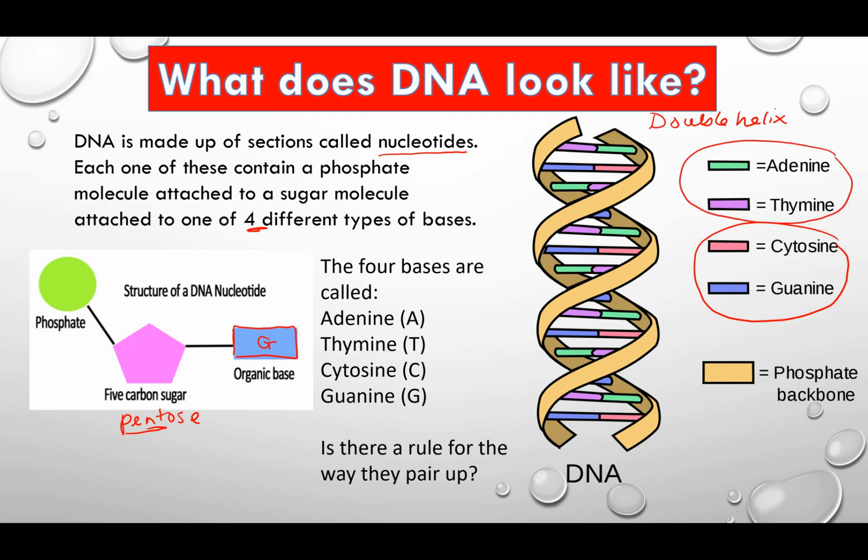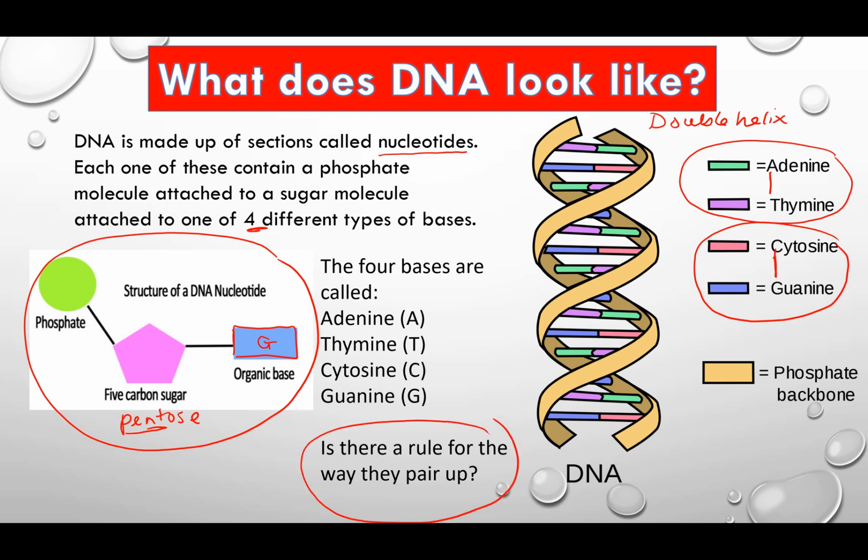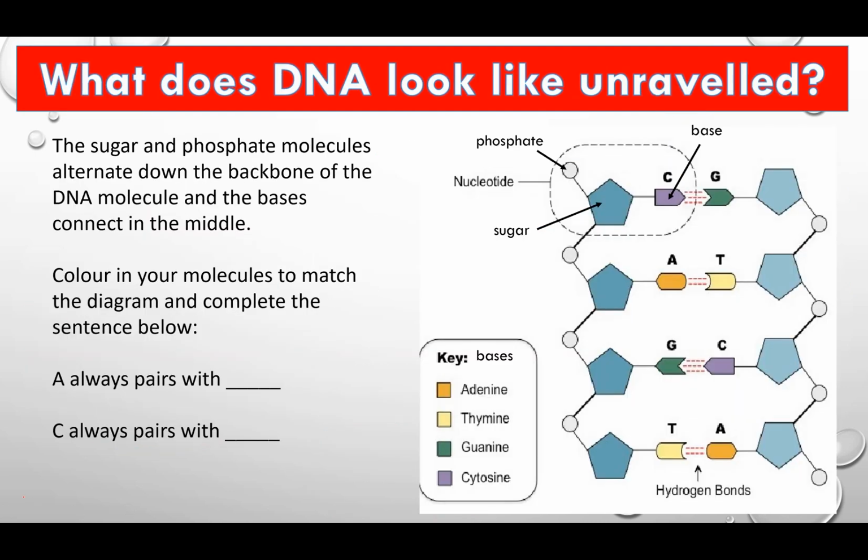So what I would like you to do is colour in your diagrams. First of all, colour in the example of the nucleotide, this one over here. Then I want you to take 4 different colours. Now, if you haven't got the same colours as shown in the PowerPoint, don't worry, as long as you remember which colours need to join together. So remember A and T and C and G. And I want you to colour over your chain and then answer the question: is there a rule for the way they pair up? So remember, A always pairs with T and C always pairs with G.